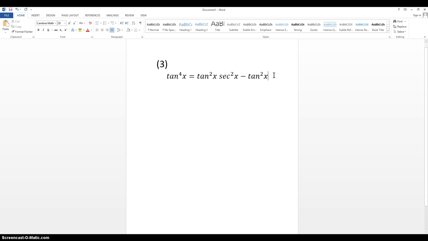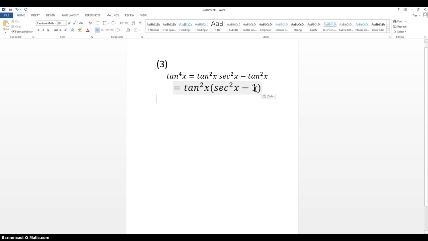So in this case, what do they have in common? Let's look over it again. They have a tangent squared of x in common, so I'm going to factor that out. When I factor that out, I'm left with tangent squared of x outside, and in the parentheses I have secant squared of x minus 1.